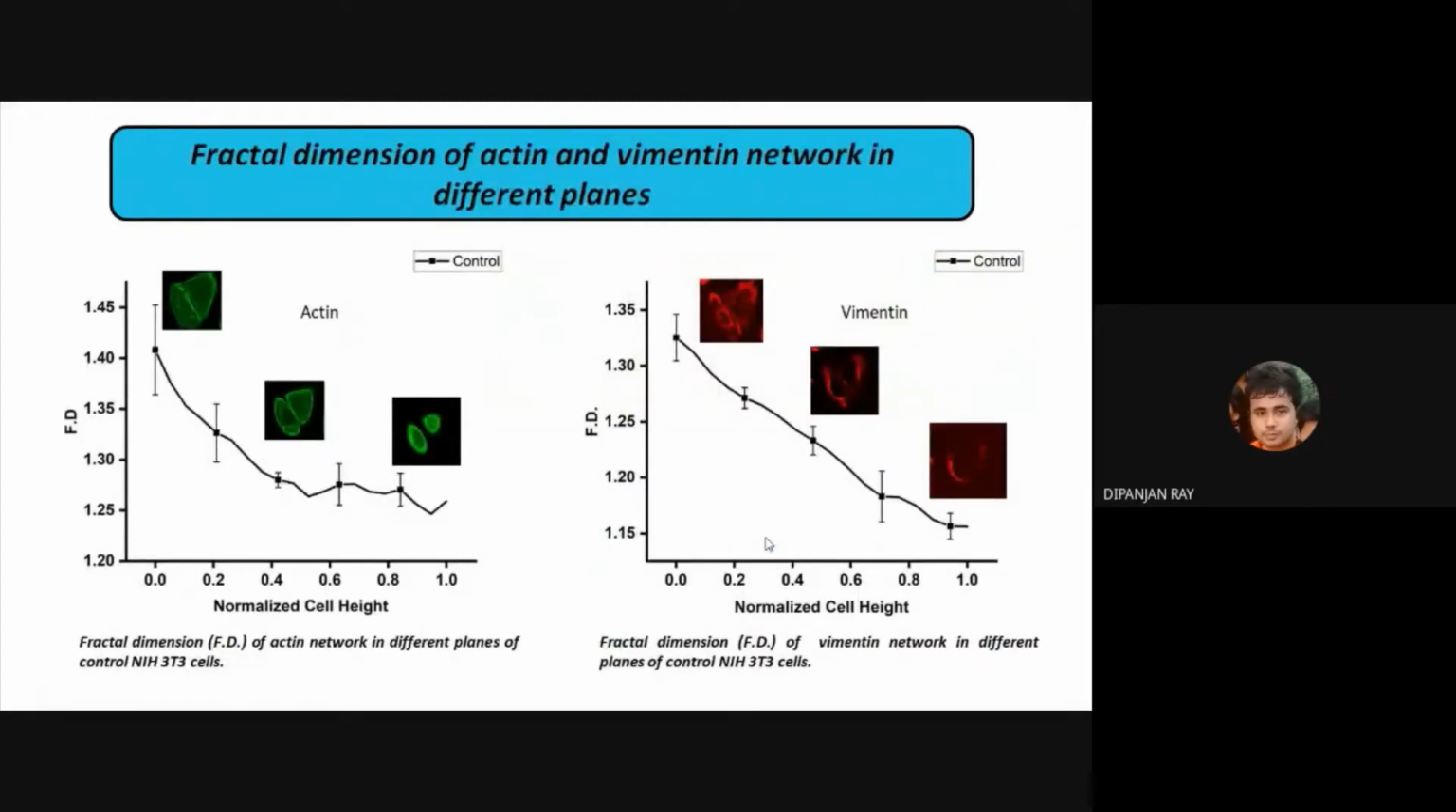So how do we quantify the complexity of these cytoskeletal networks? For quantifying this, I measured the fractal dimension values of the cytoskeletal networks in each plane. If we see these graphs, both in case of actin and vimentin, the fractal dimension values decrease gradually when we go from basal plane towards the apical plane. In case of actin, the highest FD value is almost 1.42, whereas when you go from basal plane towards the apical plane, it decreases to 1.25. A similar thing happens in case of vimentin also. This calculation was done in control cells.